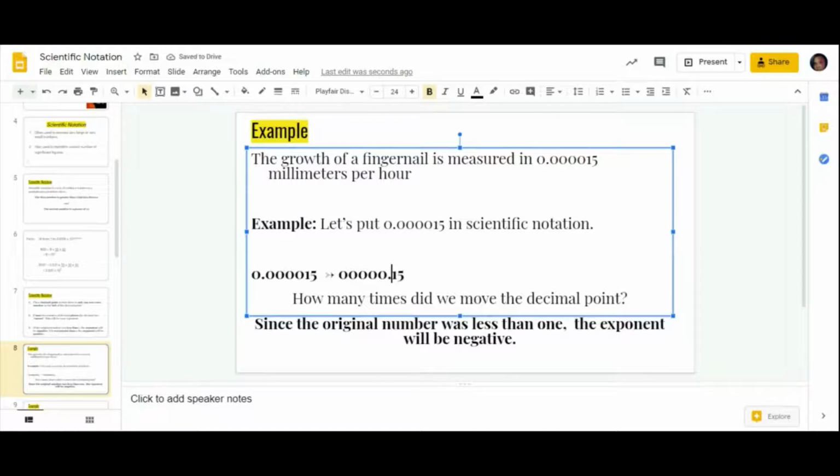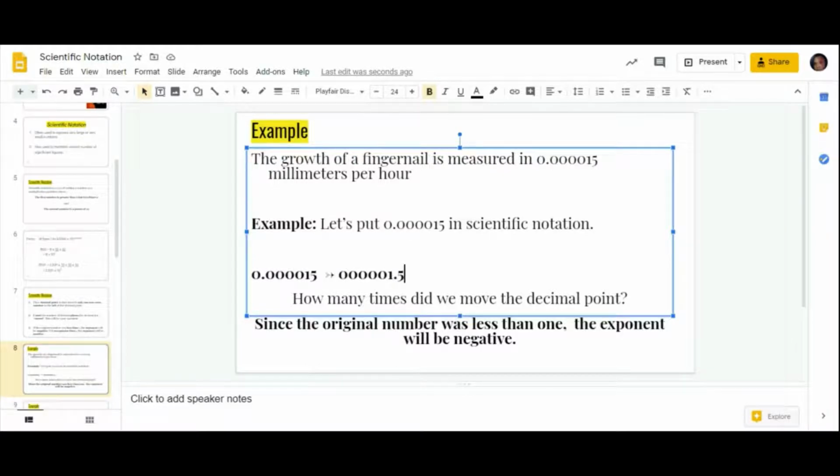Once again, we still haven't done it. And if I place it here, now it is to the left of the first non-zero number. Okay? So now we need to count up how many times we moved that decimal point to get it to that location. My decimal point was originally between the first and second zeros. So that means that I moved it 1, 2, 3, 4, 5 times.